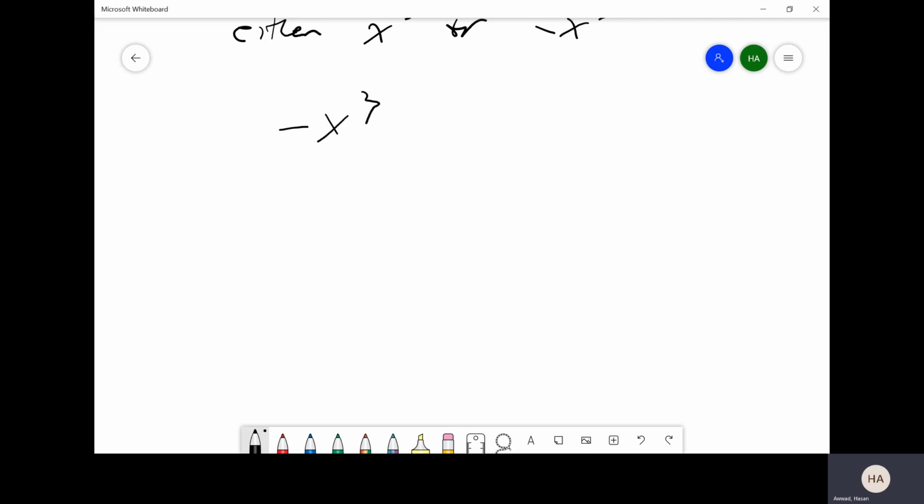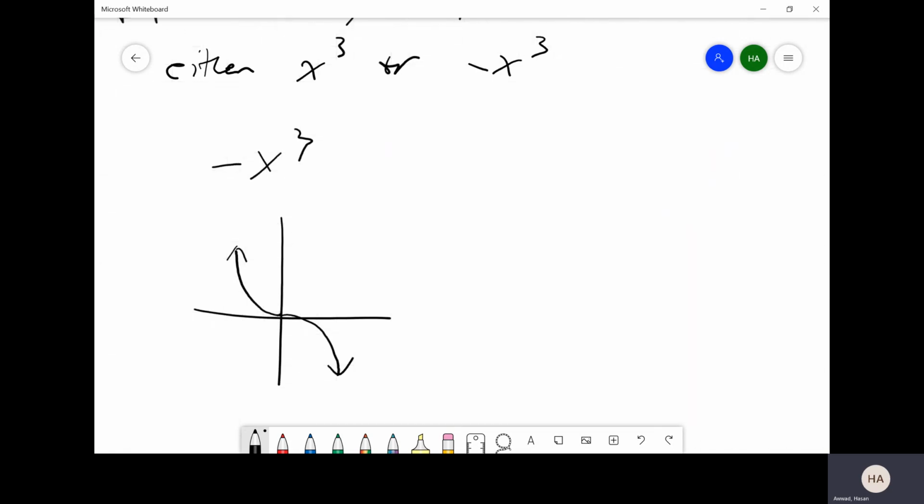So negative x cubed is going to look obviously very similar. The only difference is instead of having that arrow, what you're going to have is this arrow. So it's going to go that way, and the other piece is now going to go down that way. Okay, so negative x cubed is going to graph like this.